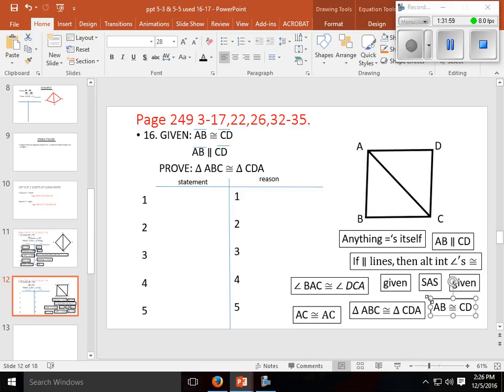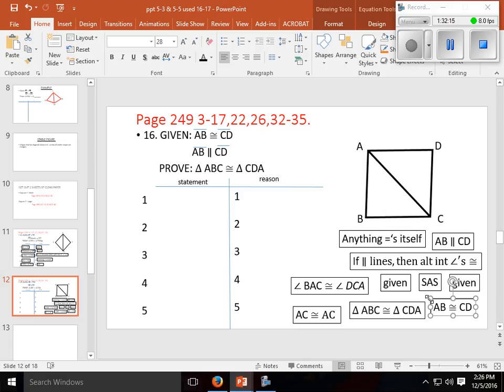Then we're out of given information. Where do we go next? AC is congruent to AC. Reflexive property, right? Anything equals itself. That was alternate interior angles right there.